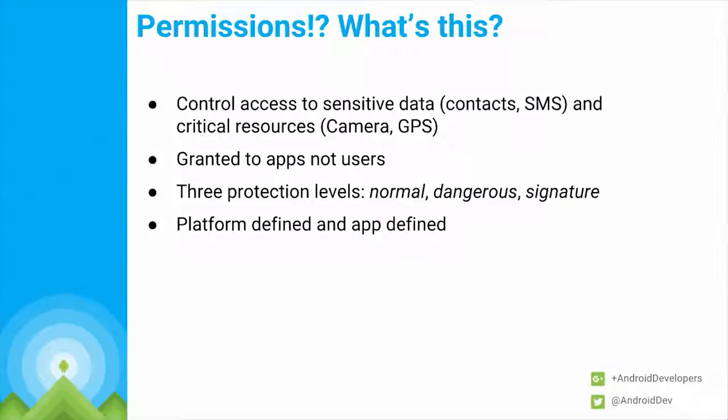Before I get into the nuts and bolts of permissions, how the new runtime permission model works, I want to cover the very basics: what is a permission? A permission controls access to sensitive data, for example my contacts, my SMS, and critical resources. Critical resources are, for example, the camera and the GPS. Permissions are granted to applications by the user.